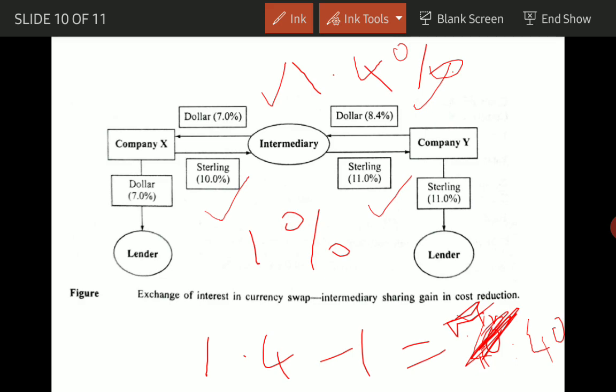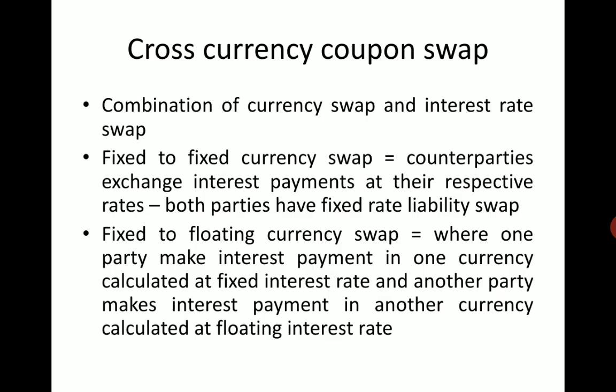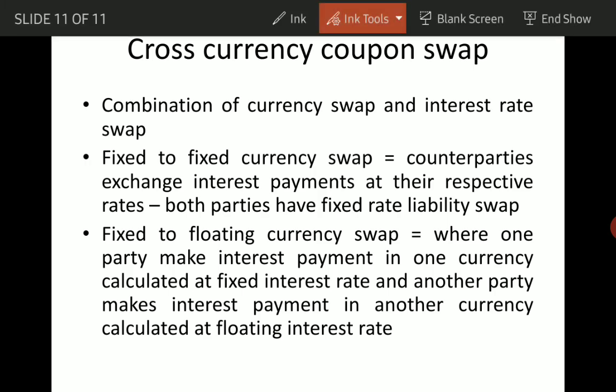Okay, if these two loans were different, then we come to the case of the third type of swap, that is the cross currency coupon swap. It is nothing but a combination of currency swap and interest rate swap. Now all the time, what we were explaining in the examples of currency swap is that the counterparties exchange their interest payments at the respective rates, because we were always assuming that both parties had taken fixed interest rate loans and were exchanging their fixed rate liability.